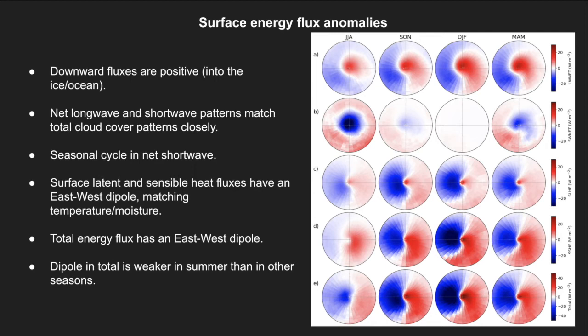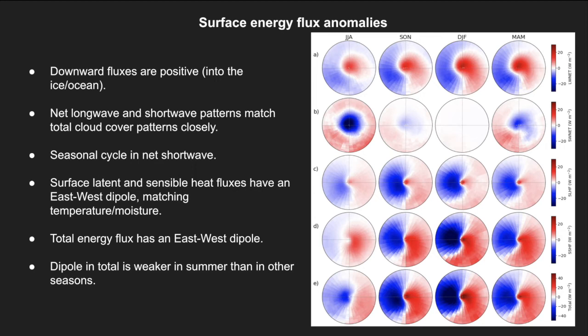So the top row is our net long wave anomaly associated with cyclones. The next row is our net short wave. Then we have the surface latent heat flux, the surface sensible heat flux, and then we have the total surface energy anomaly, which is the sum of all the other ones, plotted in the final row, row E. So I'll start at the top, and it should be fairly easy to interpret that the net long wave anomaly matches our temperature anomalies and our cloud cover anomalies. So warm, moist air emits more long wave radiation, and that's reflected here.